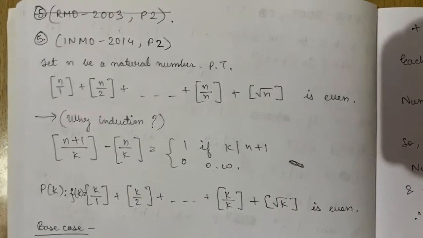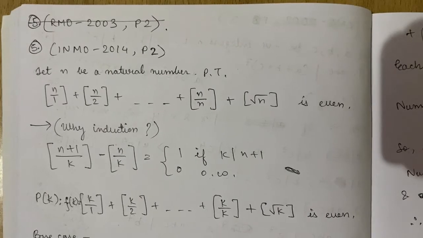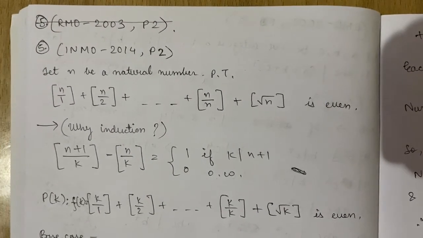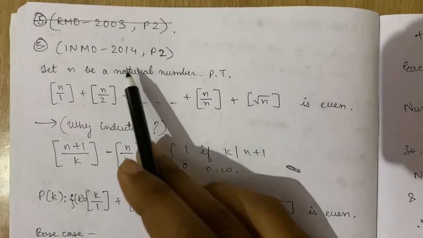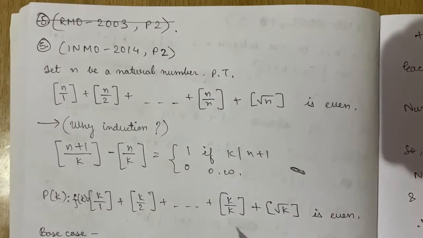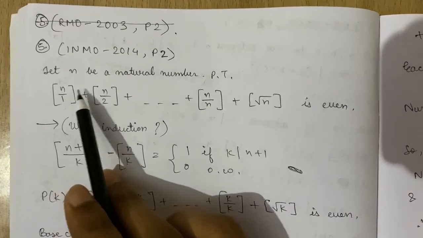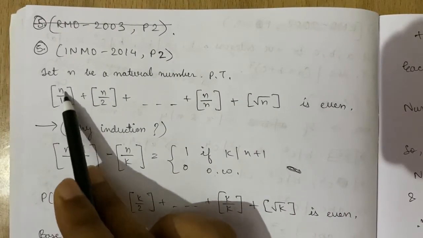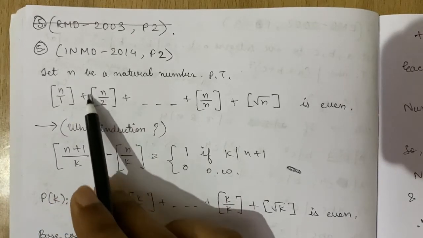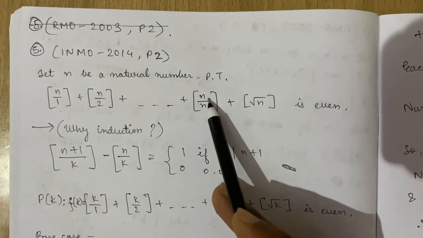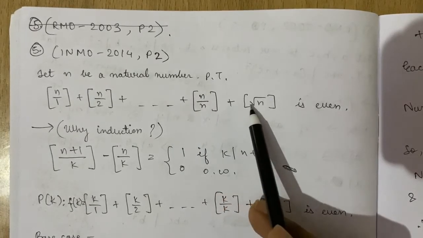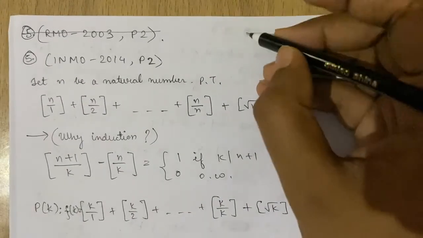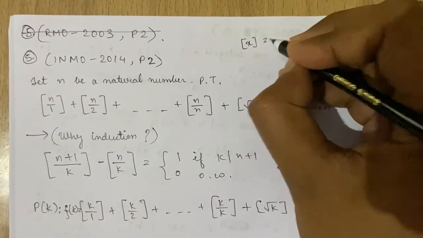Now, as promised in the last lecture, let's look at the final problem in this video lecture, which is a problem of INMO 2014. This is problem number 2. Let n be a natural number, then prove that the greatest integer of n by 1, plus the greatest integer of n by 2, and so on, up to the greatest integer of n by n, plus the greatest integer of root n, is even.